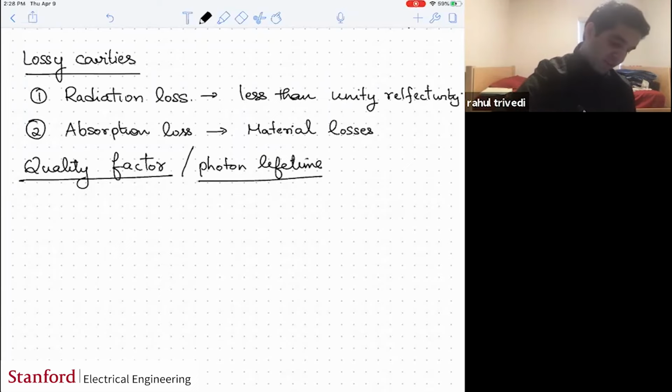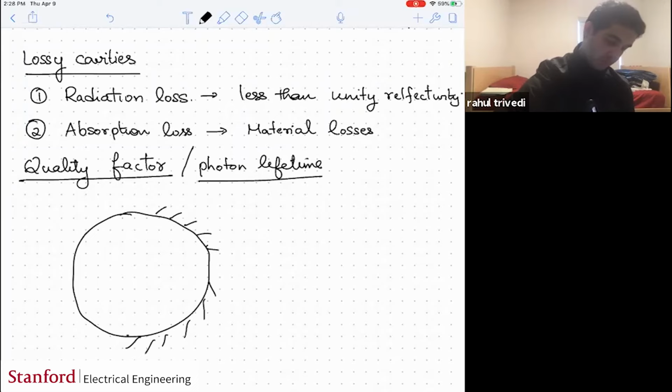So let's do a very simple thought experiment. We have a cavity which is almost lossless, but maybe it has slight material absorption loss.